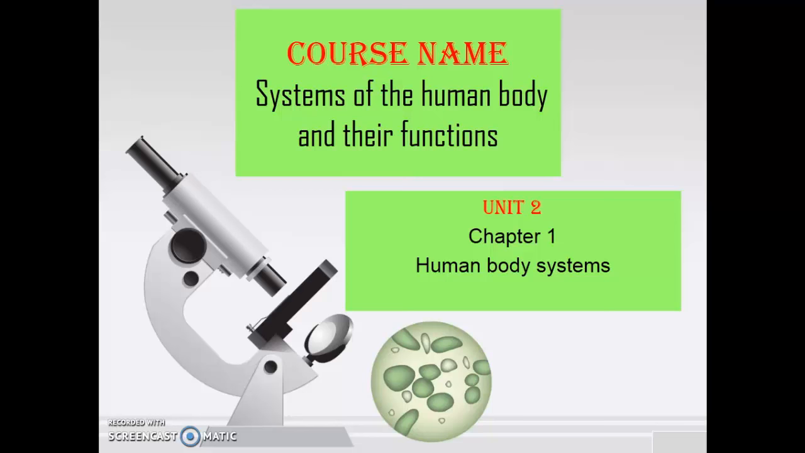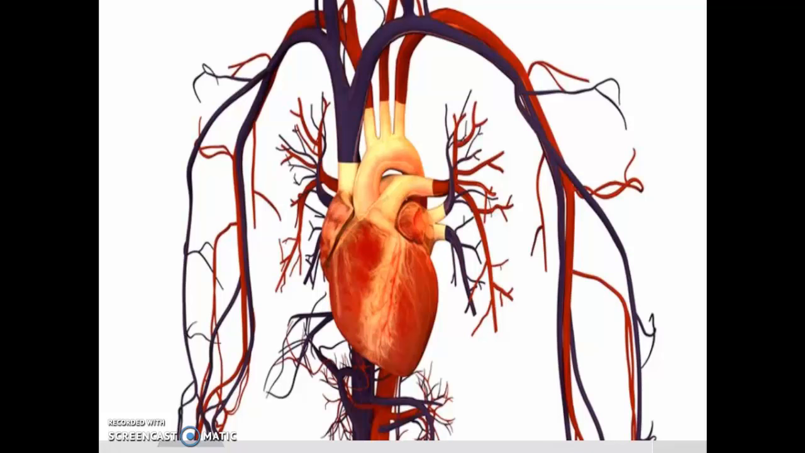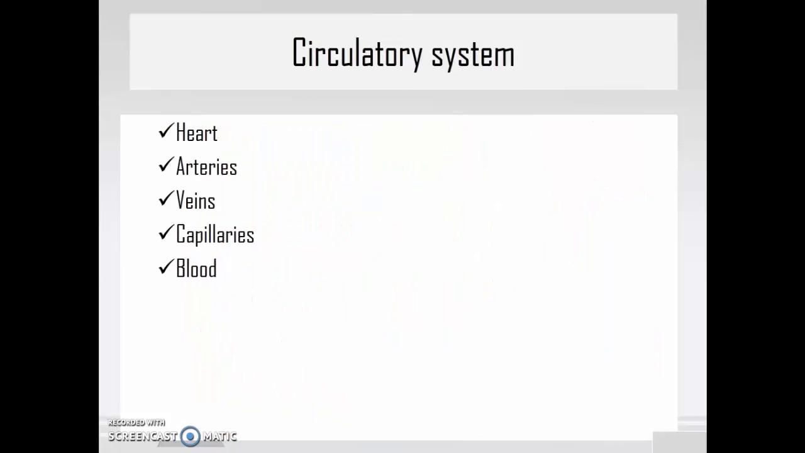So let's get started. What can you see in this diagram? What organ can you see in this diagram? I think this is the human heart, and these are the blood vessels, right? So of course we are going to learn about the circulatory system. Heart is a part of the circulatory system. So this is the system we're going to study now. So let's switch to the next slide.